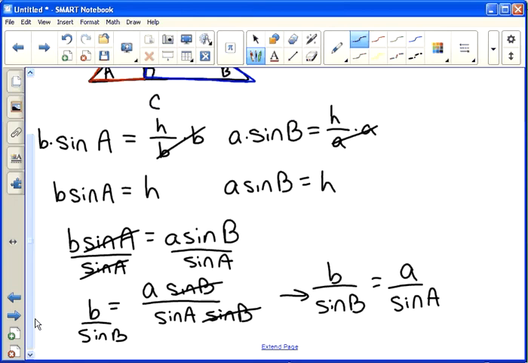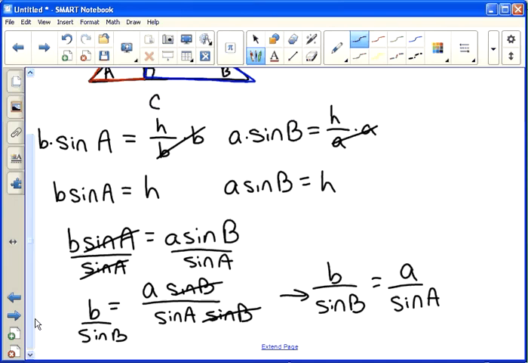And you can do the same thing to get the third side, just draw a different altitude. But that's the process that you would follow. So that's how they came up with the law of sines. You're not going to have to reproduce that. You're not going to have to prove that to me or show that to me, but I wanted you to see where it came from.